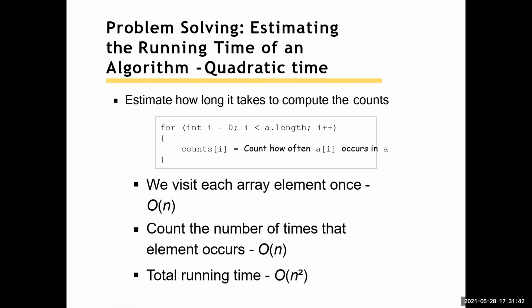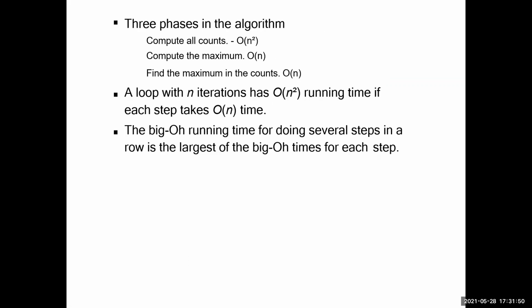Again, the calculation is not my concern for this class. You will do that in your algorithm class, just an idea of how these things are done. So computing all counts is big O n squared. Computing the maximum is O n. And then finding the maximum in the counts is O n. And then we are going to pick up the n squared.